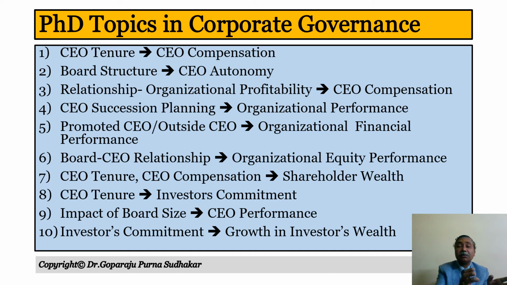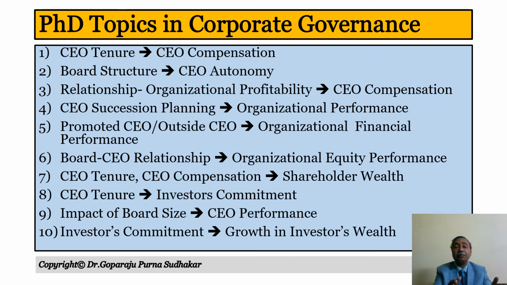Similarly, what is the board structure and CEO autonomy? How diversified is the board and how is the CEO autonomy? What is its impact? Right. Similarly, organizational profitability: is it related to CEO compensation? The more profitable the organization, the more pay the CEO gets. That can be studied, right?